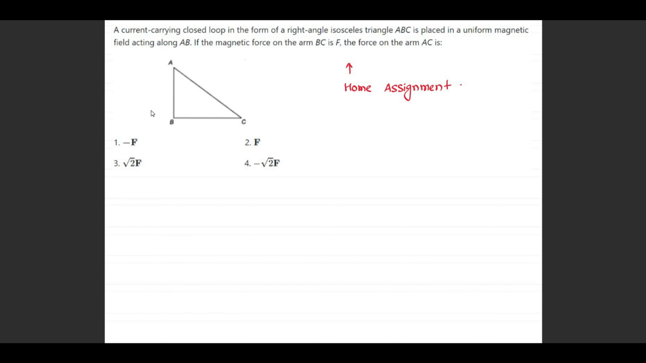Hello everyone. So this was the home assignment last time around. Now if you look at the question, a current carrying closed loop is placed in a uniform magnetic field which is along AB. So say magnetic field is along this, but remember magnetic field is uniform. So if we place a closed loop in a uniform magnetic field, we know net force on the loop is 0.